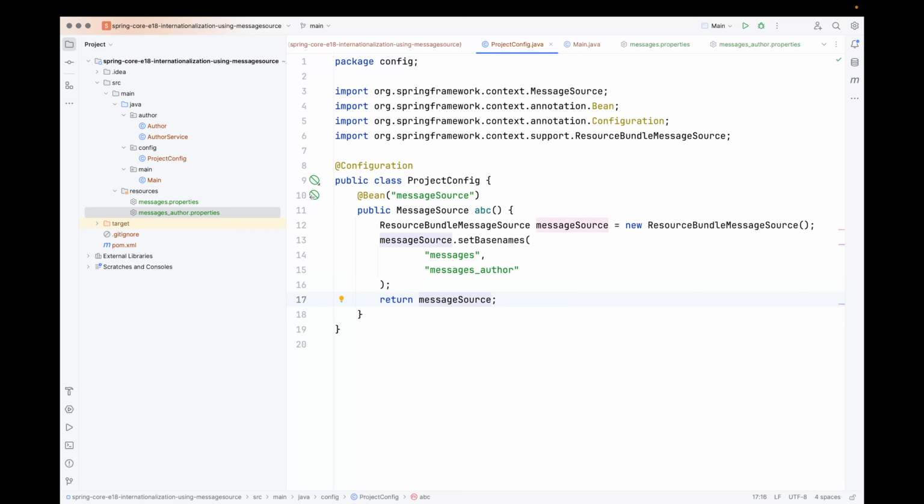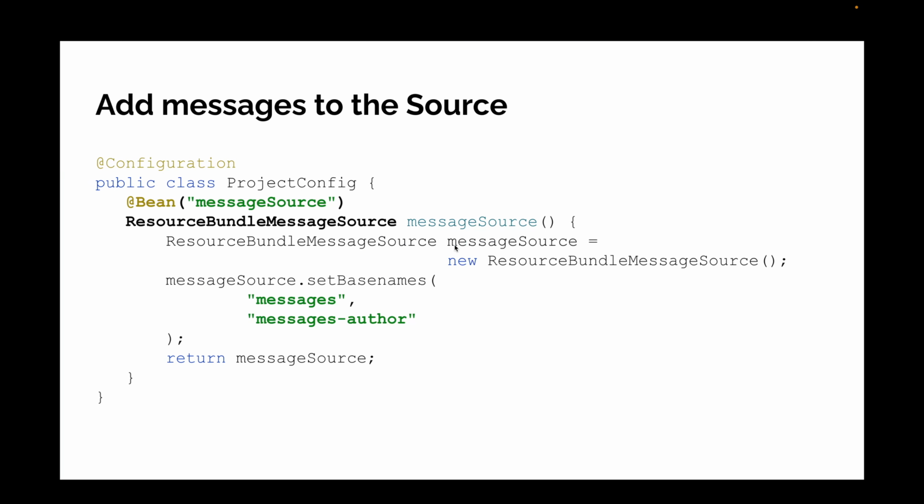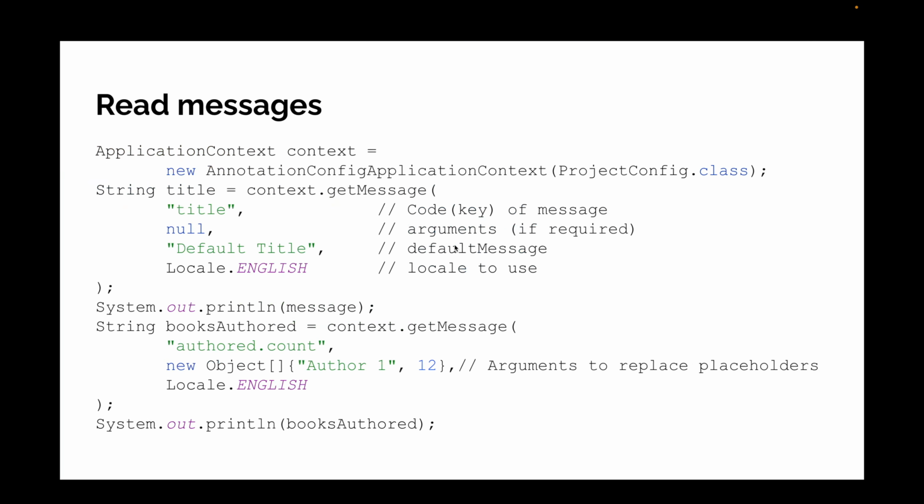So we have created a bean of type message source, and we have added messages to the source. Now let's read the messages. In order to read the messages, first of all we need to create an application context, and we have seen that application context has all the functionalities of message source. Since application context extends message source, we can call the methods which are available on message source.